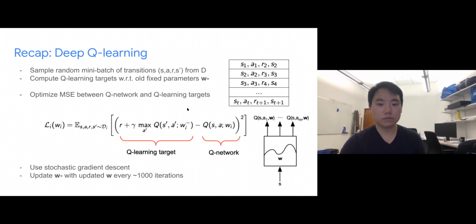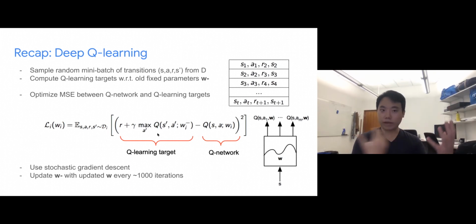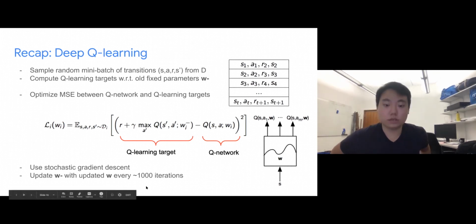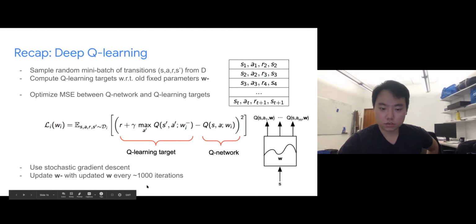And to remove the problem of non-stationary targets, you keep one set of weights fixed. So at least the targets you're trying to match are fixed, and you're only updating the weights given by your predictions, and only replacing these previous weights W minus with your latest set of weights every 1,000 iterations. All of these were done on Tuesday. So this is just a very quick recap of what we've done.